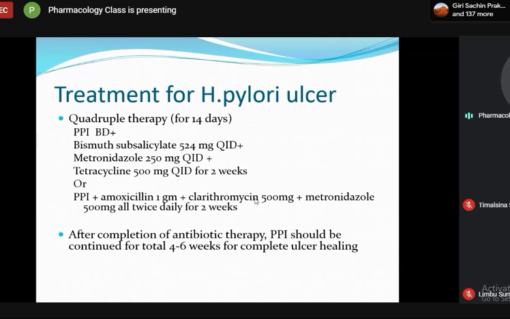You must always remember that after completing this therapy for 2 weeks, both triple or quadruple therapy, patients need to continue with the proton pump inhibitor for the next 4 to 6 weeks to completely heal the ulcer. So this is how we manage a case of peptic ulcer. I think that is much for today.